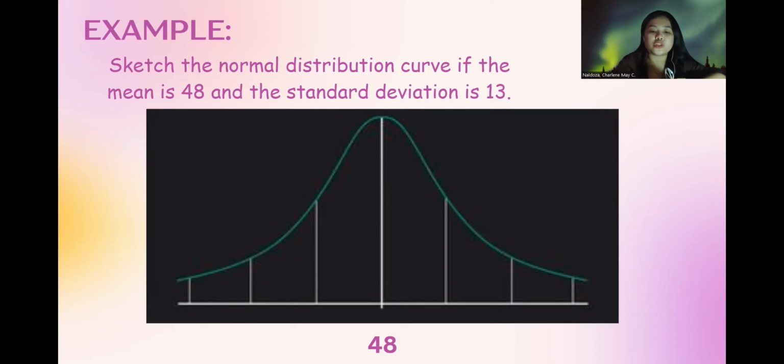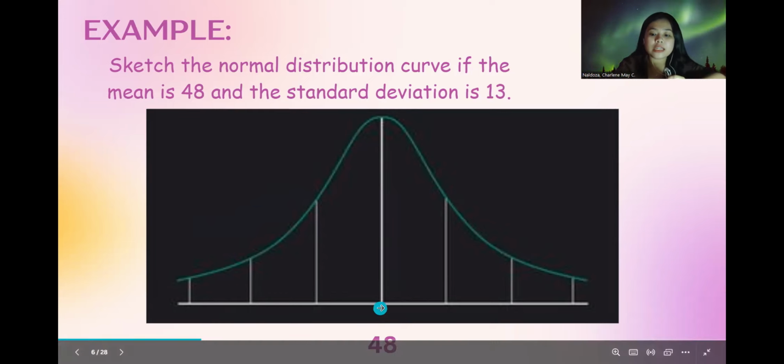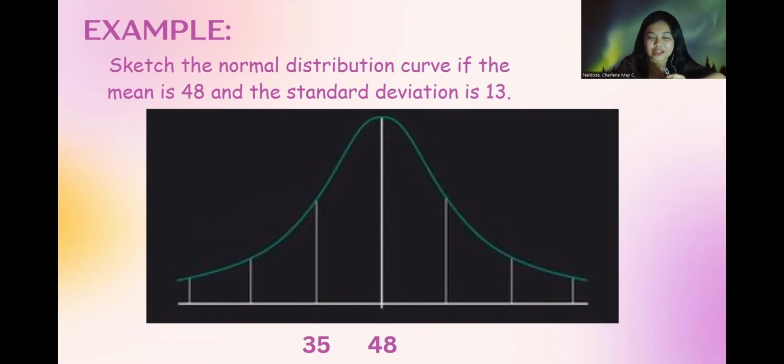Simply, from the center, we go down to the left. We call that the standard deviation below. From the word below, we are going to subtract the standard deviation from the given mean. So 48 minus 13 is 35. So 35 is the value of the first standard deviation below. And so on, 35 minus 13 is 22, and 22 is the value of the second standard deviation below the mean. Then 22 minus 13 is 9, and 9 is the value of the third standard deviation below.